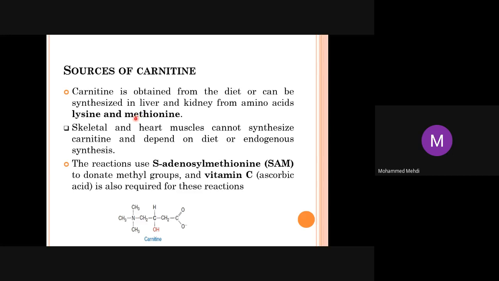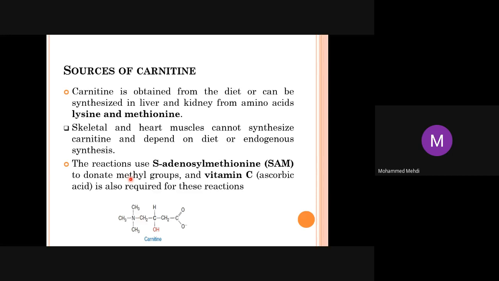Methionine, as you know from your module 1 class, has sulfur. It is one of the sulfur-containing amino acids. It is important to make S-adenosyl methionine, SAM, by which we can donate one carbon, a methyl group. The CH3 group will be donated to different chemical reactions.